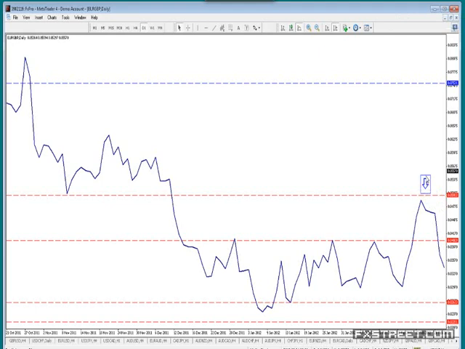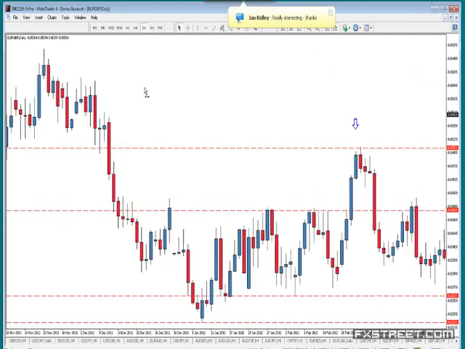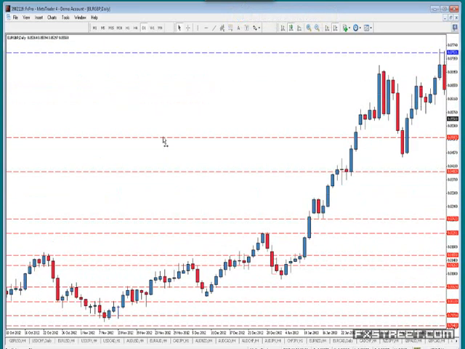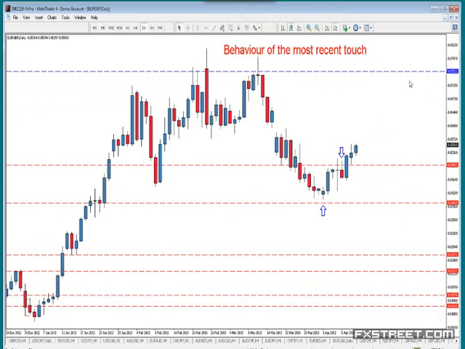So I hope that helps, folks. I hope you can use these seven principles in your trading. At the very least, you will recognize them when you look at them. It doesn't take a lot. It just takes a little bit of practice.